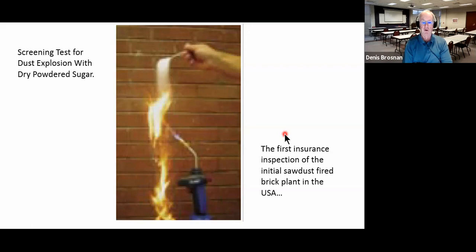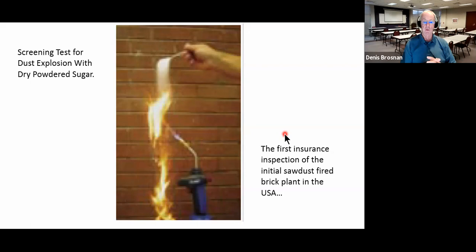The insurance investigator started running. I mean, he ran as fast as he could away from the plant, directly away from the plant. He left his car there, he just ran. And so my friend went after him, finally caught up with him, several hundred meters, several hundred yards away from the plant, and said, what's wrong? He said, don't you know about dust explosions?